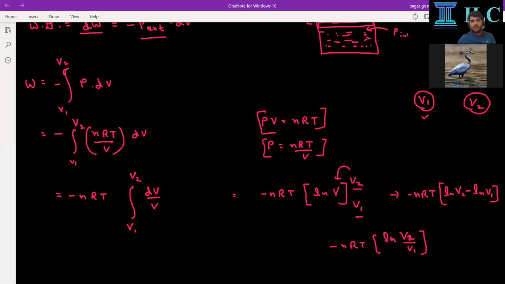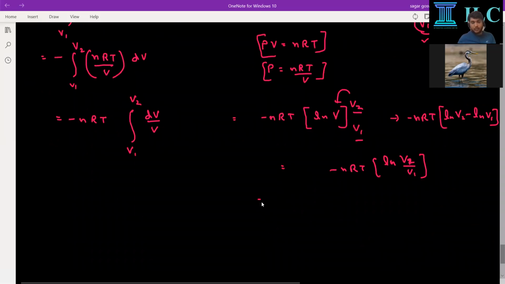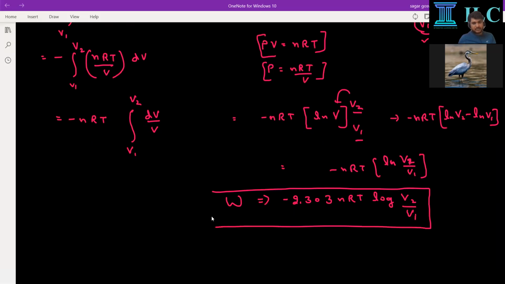But if I say log, whenever you are converting ln to log, you have to multiply by a number, 2.303. So 2.303 nRT, and it will become log V2 by V1. So this is your formula for the work done in a reversible process. Remember, natural log is so much easier than regular log, you can say that. But they can ask you anything, they can ask you in log as well. That's why I had to tell that.